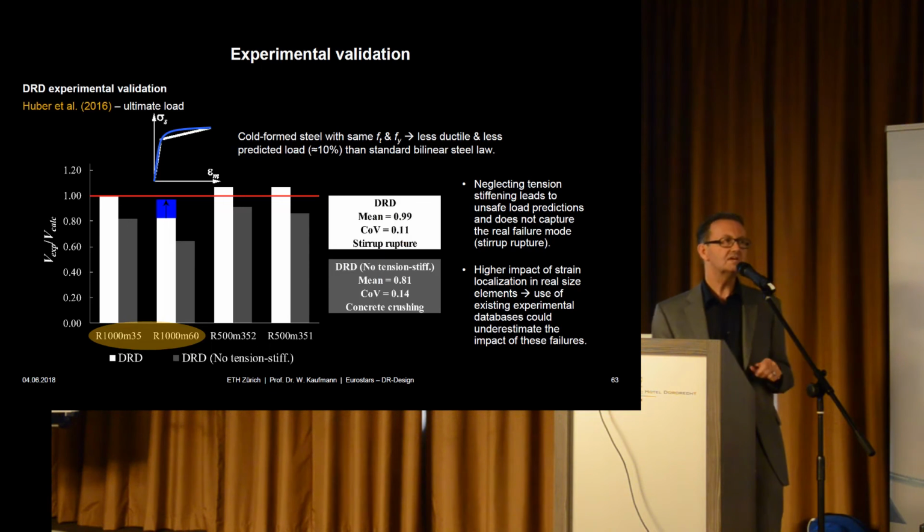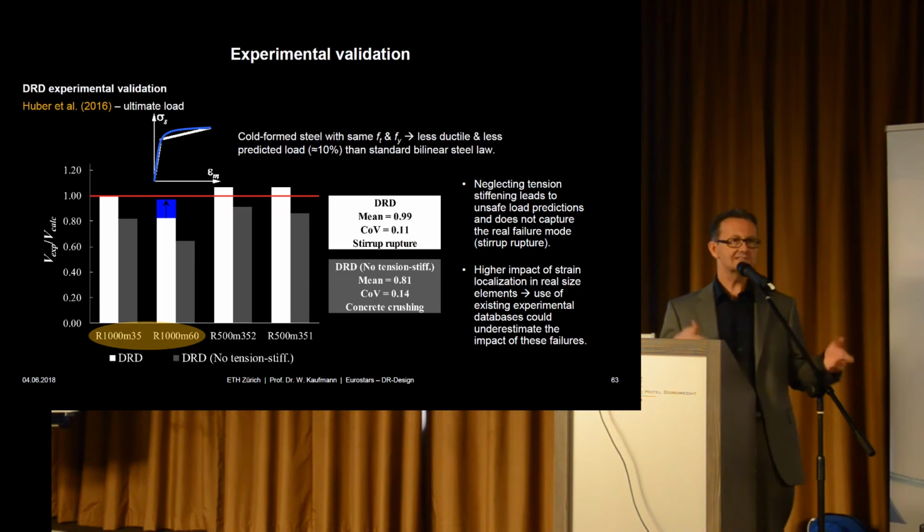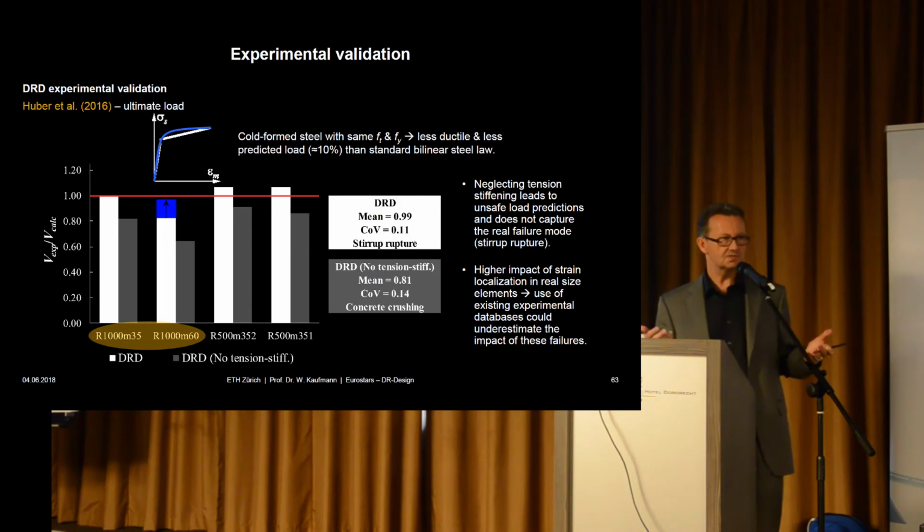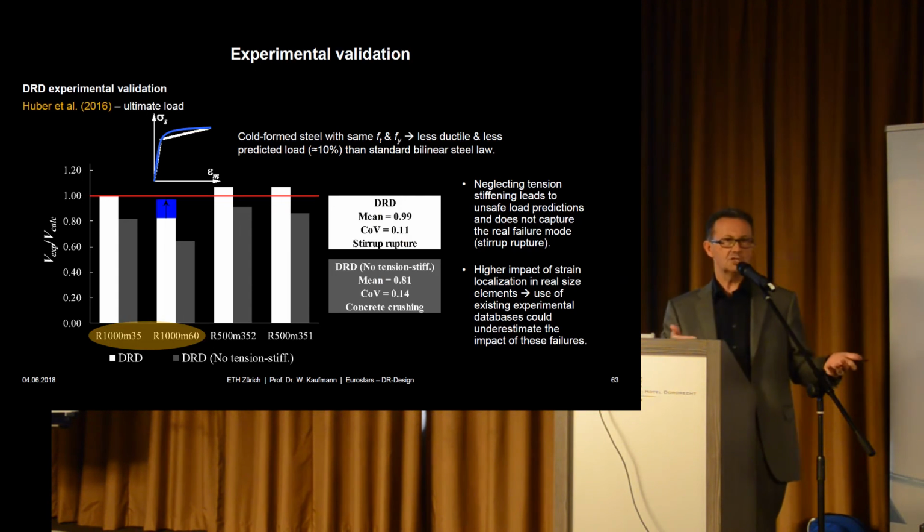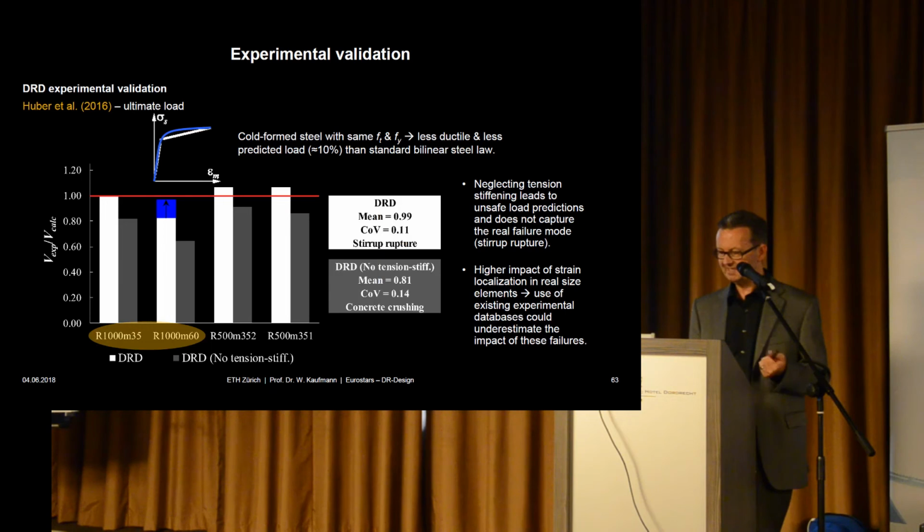We did this comparison also to convince our colleagues in Lausanne that it's a good thing to account for tension stiffening also in terms of structural safety, not only for serviceability. We really need to take that into account. And it's more pronounced for high beams, which are more close to what we are building in reality. So that's a little bit of a concern.